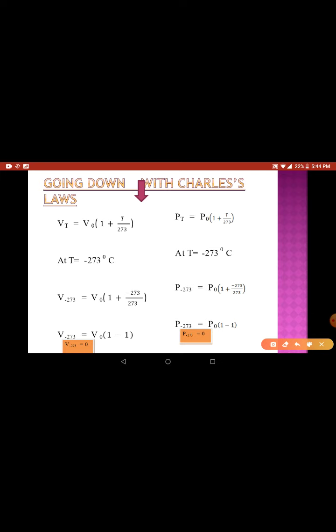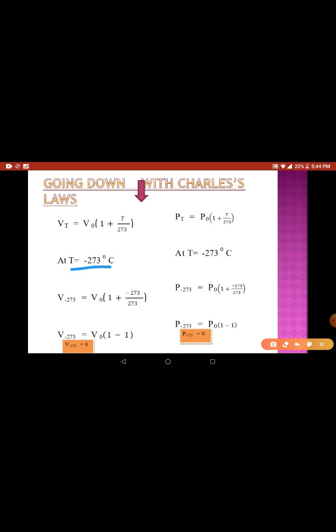As people devised the gas thermometer, they started doing more work with Charles' law and experimenting with these gas thermometers. Theoretically, in Charles' first law and second law formulas, suppose you substitute a temperature of minus 273 degrees Celsius, what volume are you going to obtain?